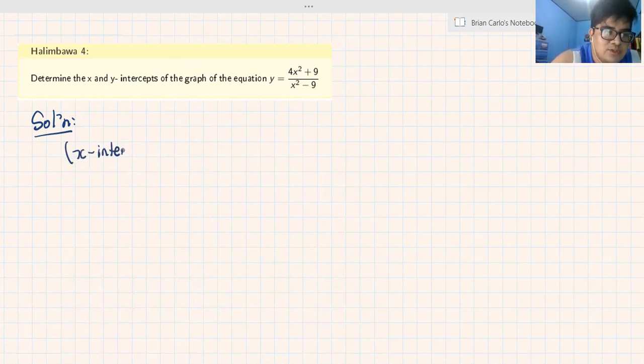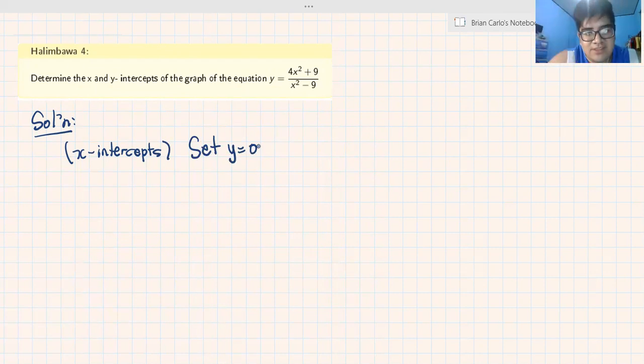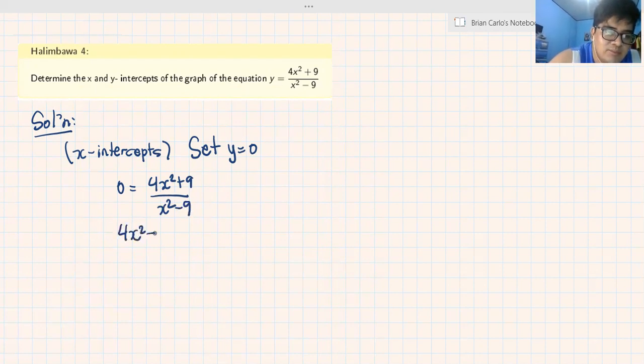X-intercepts. Paano natin to gagawin, guys? X-intercept, set. Siguro nagsasawa na kayo sa template. Set y equals to 0, di ba? So, 0 is equal to 4x squared plus 9 all over x squared minus 9. Tama, di ba? Ngayon, baliktarin natin. 4x squared plus 9 all over x squared minus 9 is equal to 0.